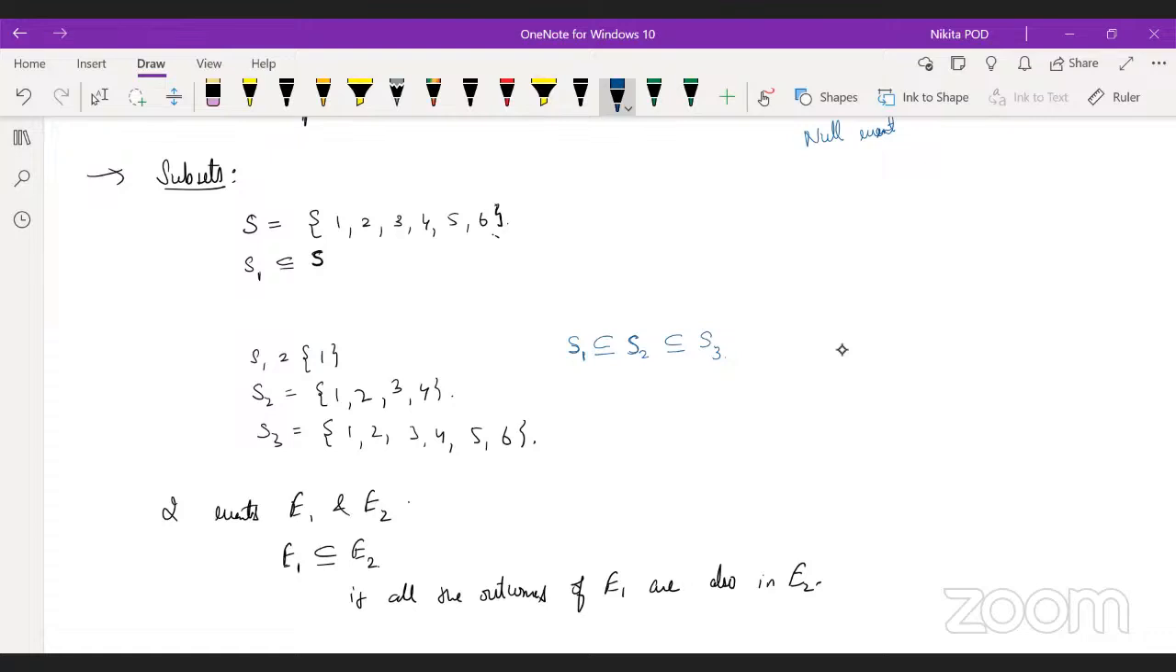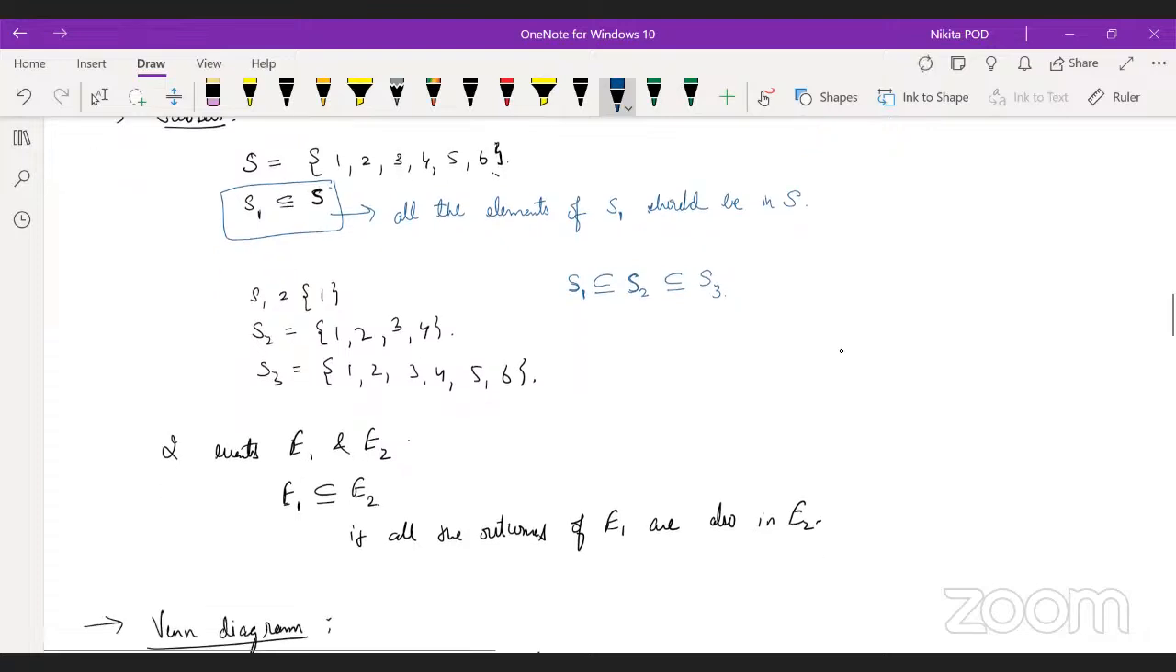So what it means is, if I'm writing S1 is a subset of S, it means that all the elements of S1 should be in S. Okay, this is what it means. Here, if you have two events E1 and E2, and we are saying E1 is contained in E2, it means all the outcomes of E1 should also be in E2. That's all subset means.